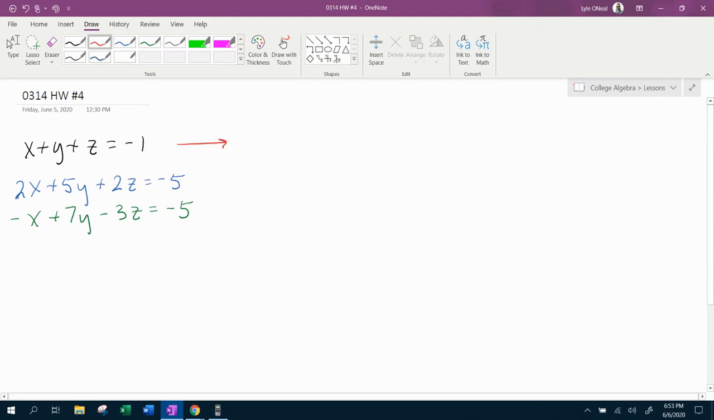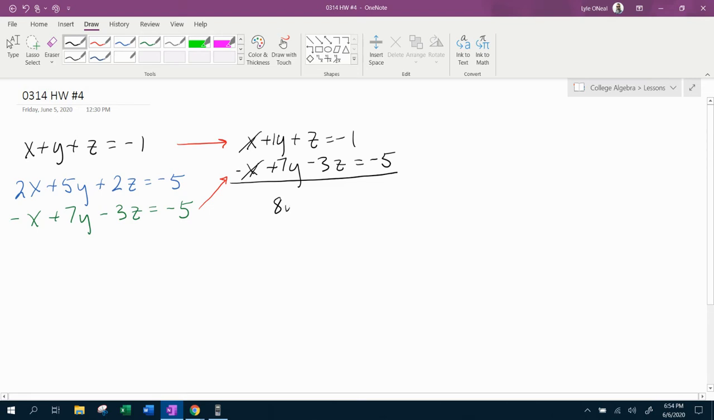All right, so here's what I noticed. I noticed that in the first and the third equation, x minus x will cancel. So I'm going to start with the first and the third and just copy and paste. x plus y plus z equals -1. Negative x plus 7y minus 3z equals -5. I'm just going to copy and paste those, because I noticed that the x's will cancel if I add them together.